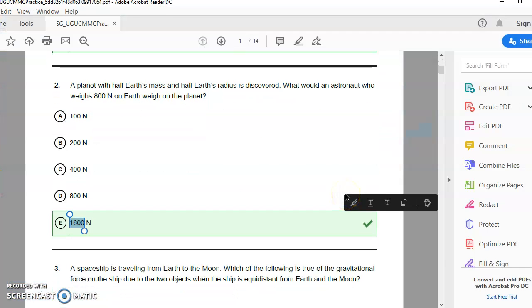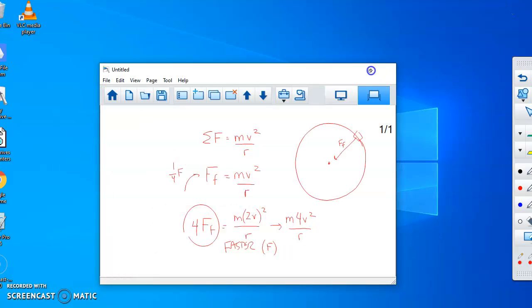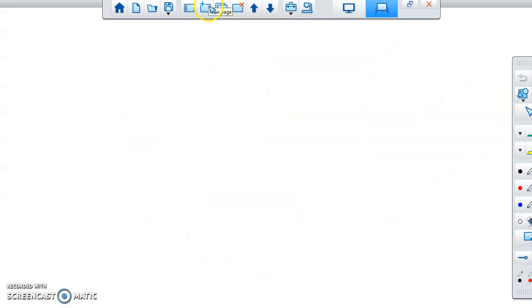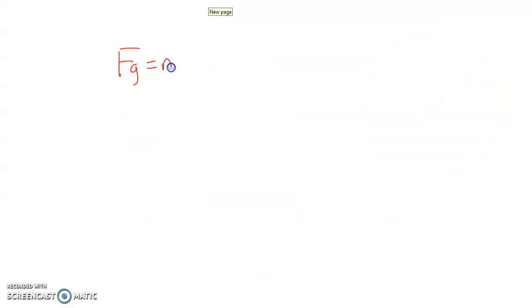Alright, number 2. A planet with half Earth's mass and half Earth's radius is discovered. What would an astronaut who weighs 800 newtons on Earth weigh on the planet? So 800 newtons is the weight, and we have half the mass and half the radius. On Earth, this guy weighs 800 newtons, which means mg, or m times 9.8, is 800. To do this problem quicker, let's make this 10 instead of 9.8. So the mass of this guy is 80 kilograms.